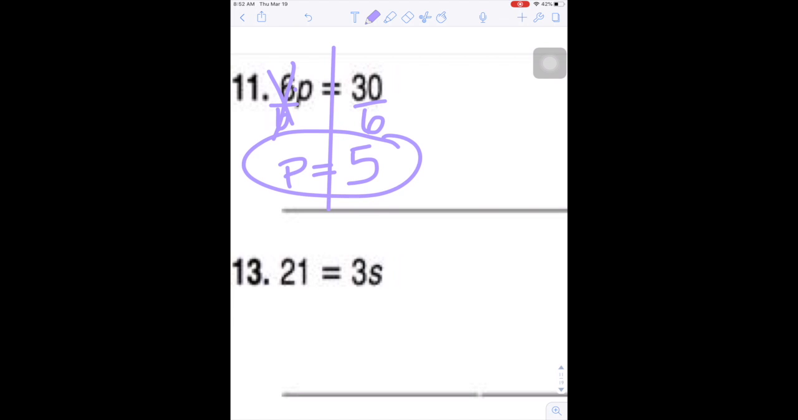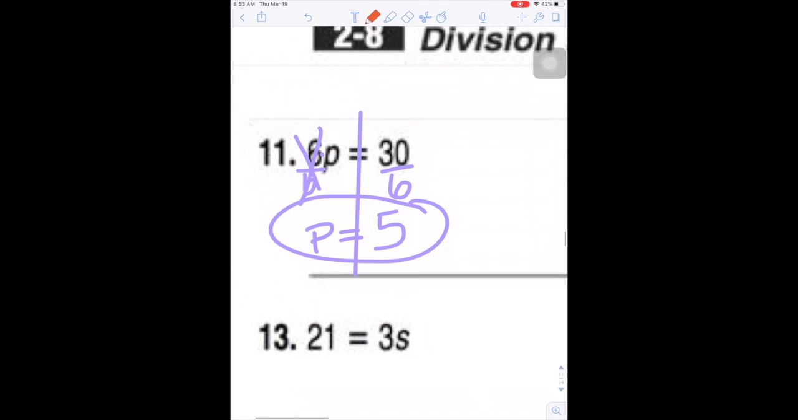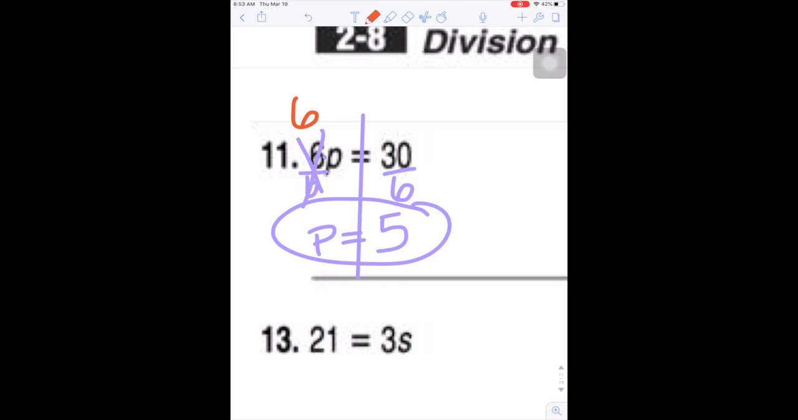The other thing for today is to make sure to plug it back in. So you might want to pick a different color to show that you went up here and you said, okay, 6 times 5, and that gave me 30. Check.